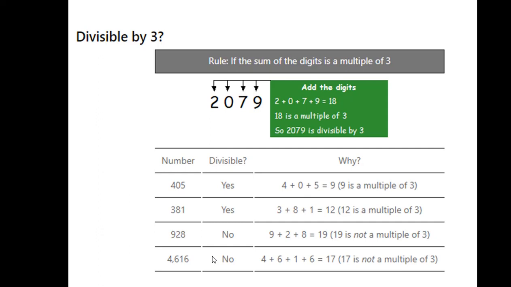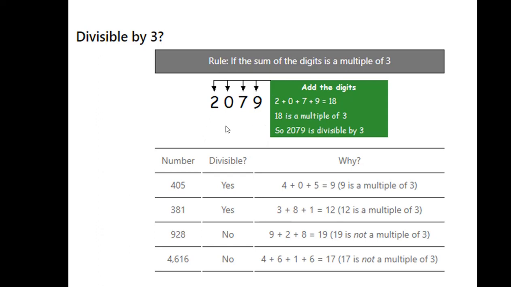Okay, the next topic is divisible by 3. So the rule is, if the sum of the digits is a multiple of 3, then only the number is divisible by 3. What are the digits? Here 4 is one digit, 7 is one digit, 0 is one digit and 2 is one digit. So in this 4-digit number, you have to add these individual digits. If the resulting number is divisible by 3, then the whole number is divisible by 3.